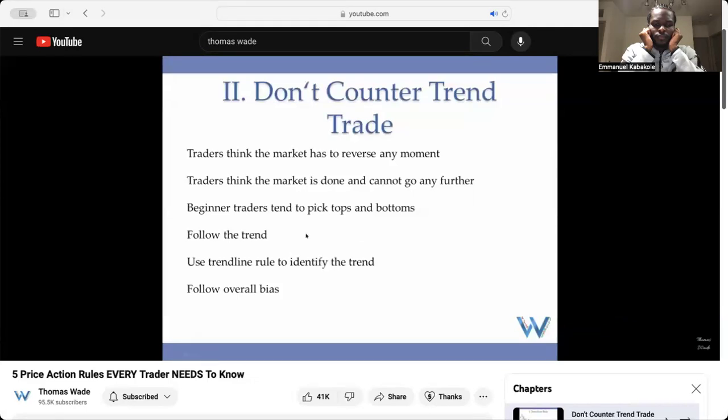You will use the trend line rule to identify the trend, to follow the trend, and if you cannot find the perfect trend line, you will still follow the overall bias. Only when you get a trend in the opposite direction can you start looking for entries in that trend. But under any circumstances, you cannot pick tops, cannot pick bottoms, and you cannot counter trend. Probabilities are just not in your favor.